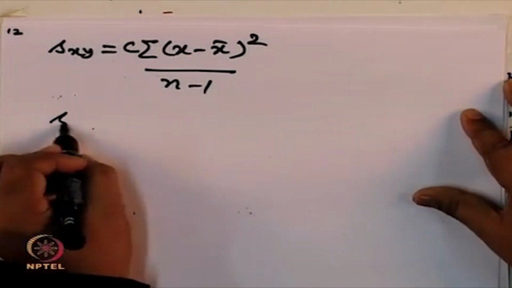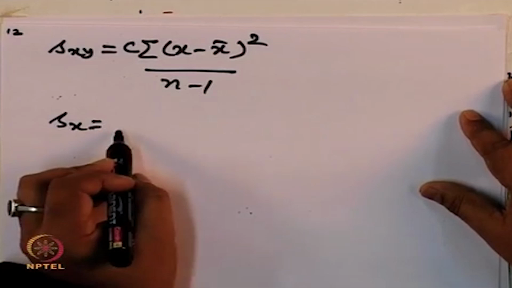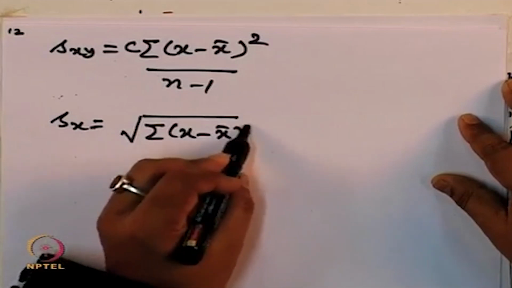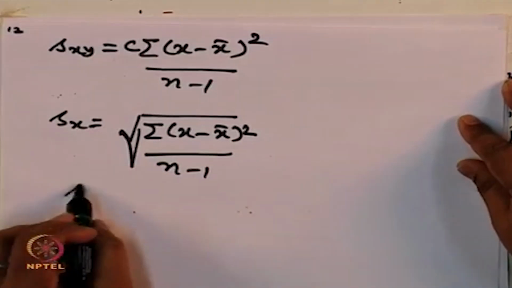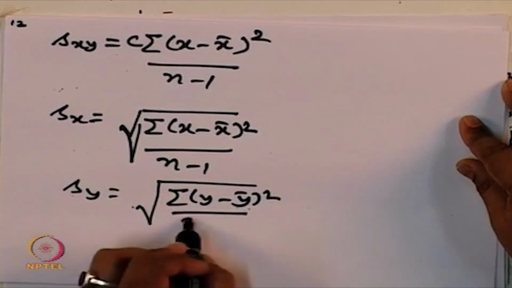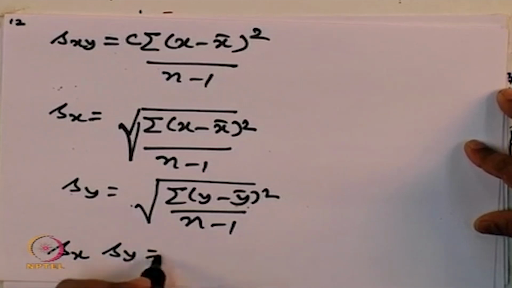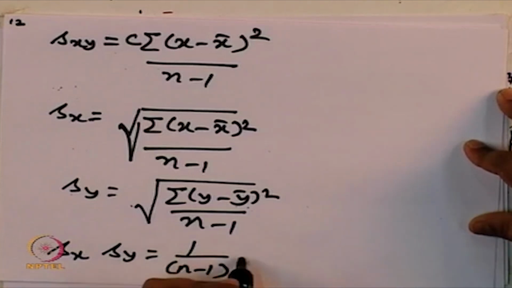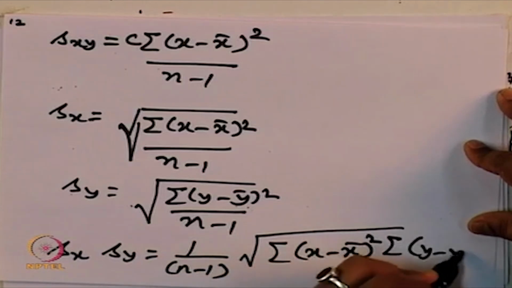Cxy is this. Now, Sx is the root of summation x minus x bar whole square by n minus 1, and Sy is equal to the root of summation y minus y bar whole square by n minus 1. Okay. So, Sx into Sy, I can take out n minus 1 common, into the root of summation x minus x bar whole square into summation y minus y bar whole square.